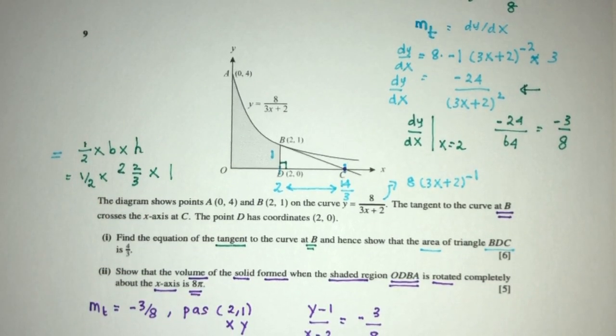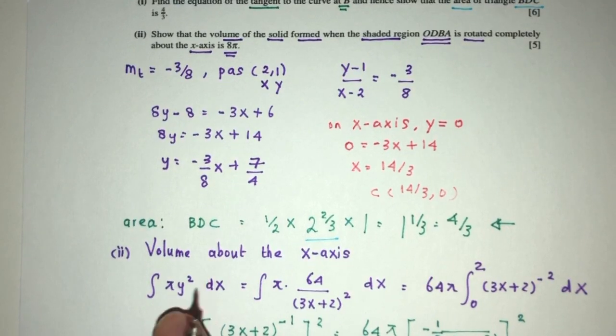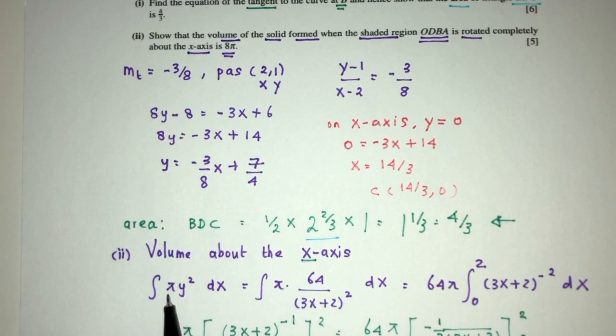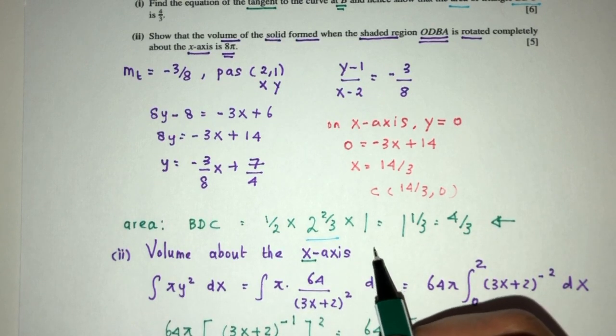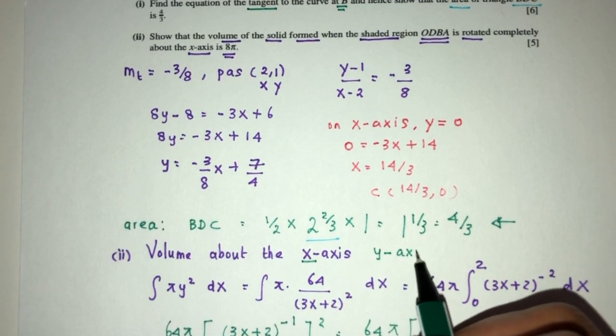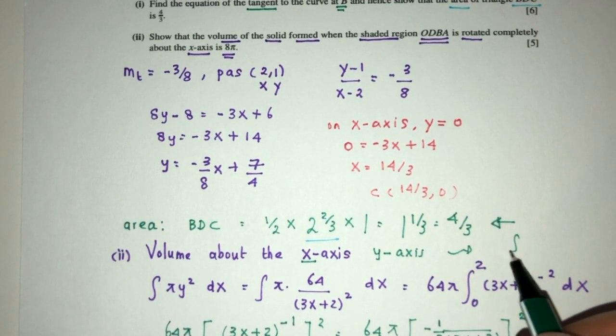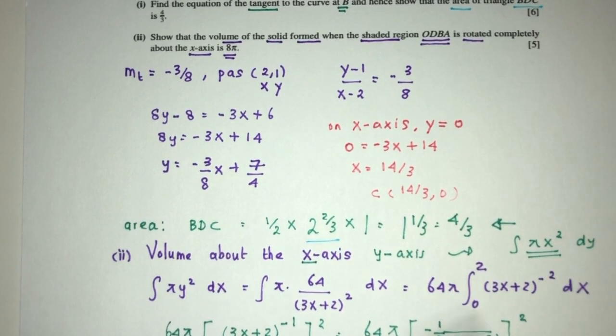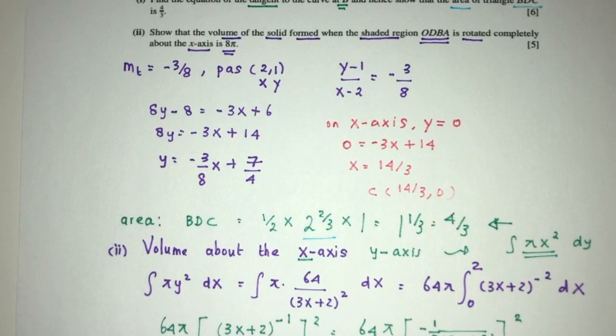Again, the main thing we have to know here is the formula. When it is about the x-axis, we write pi y squared, but when it is about the y-axis, we just write pi x squared with respect to y. So this is the only difference between those two directions.